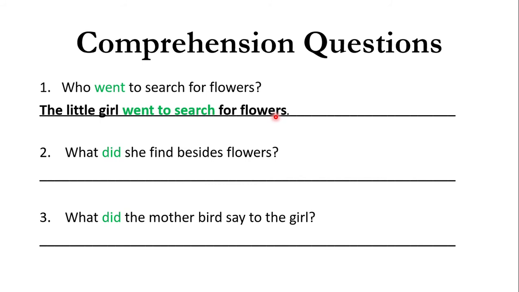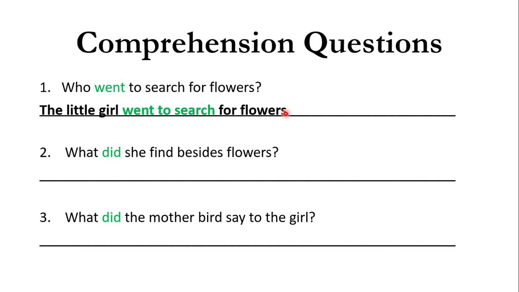What you can see here as well is that the answer is given in a complete sentence. We said the last thing is that you should write your answer in a complete sentence. I didn't write went to search for flowers. No, the little girl went to search for flowers. You must give a complete sentence, start with a capitalized letter and end the sentence with a period.